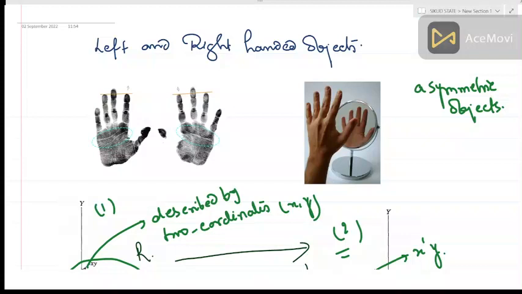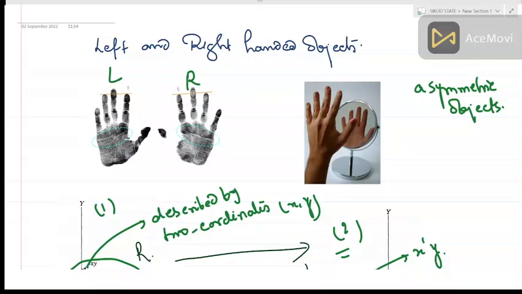So this is your left hand and this is your right hand, most probably. Left and right hand. Now if you have a pair of gloves, surgical gloves, you cannot wear the left hand gloves in the right hand. Your thumb will create a problem. Your thumb will not fit. That is creating the asymmetry. This is the problem.